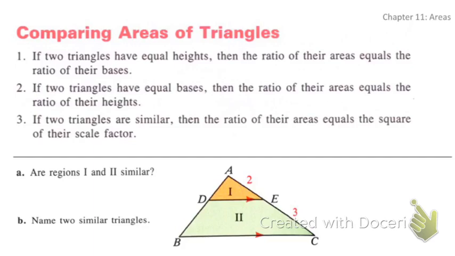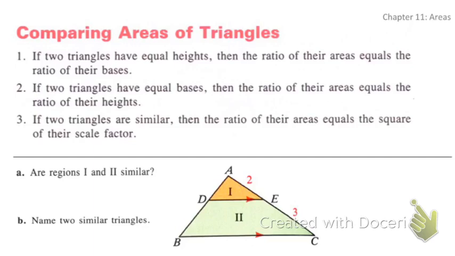These first two only work for triangles. 1 and 2 only work for triangles. 1 says if two triangles have equal heights, then compare their bases. Number 2 says if they have equal bases, then compare their heights. These are your area ratios for triangles that have same bases or same heights.